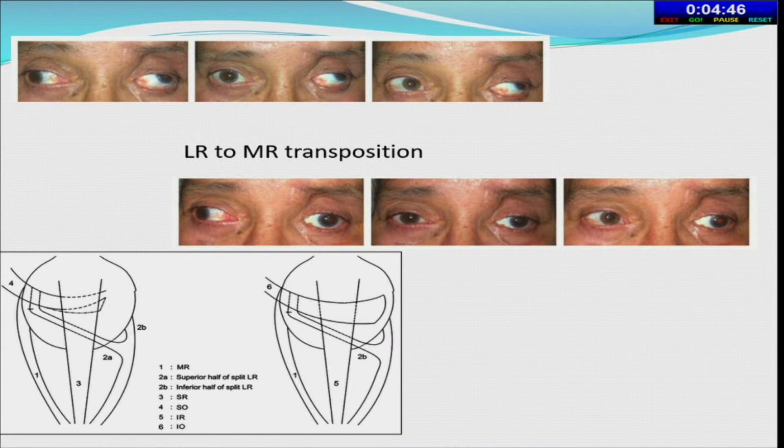So you can split the lateral rectus into superior and inferior divisions and then transpose it, or you can completely transpose the entire muscle either superiorly or inferiorly, depending on the vertical deviation.